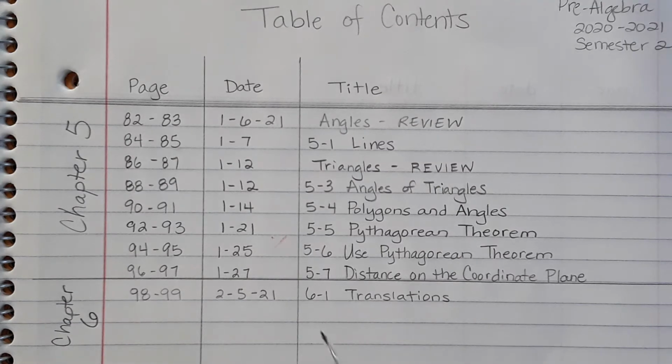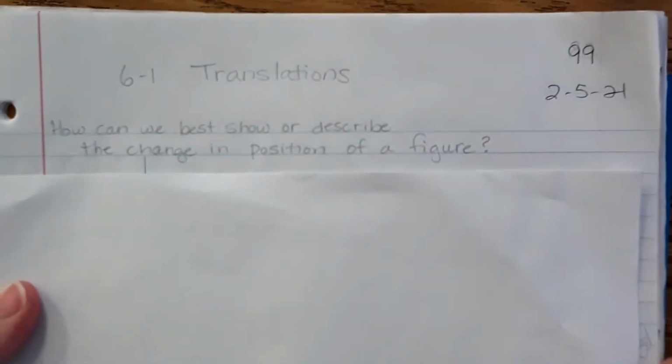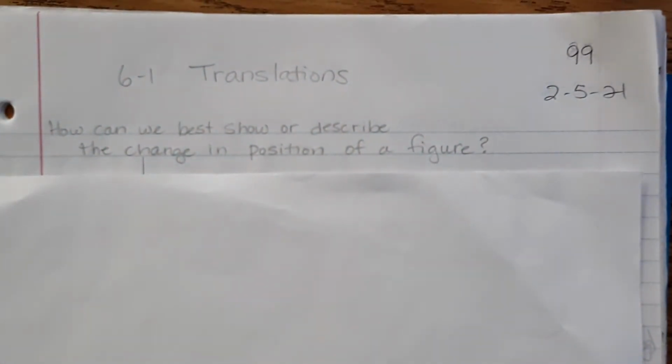In this lesson, we have Chapter 6, Lesson 1, Translations. Let's go to page 99, the next page on the right. Our new essential question: how can we best show or describe the change in position of a figure?